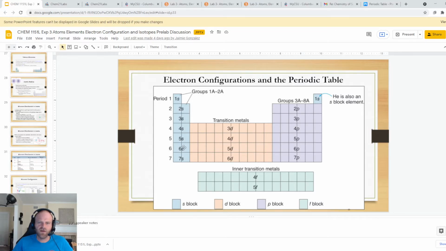So here's why I was talking about how they divide them into different blocks. The S block, helium is included in the S block because it's still in that S orbital, right? We said that the first row can only have S electrons and it can only hold 2. So both of those first, hydrogen and helium, are in the S block, even though helium's on the right side of the table.